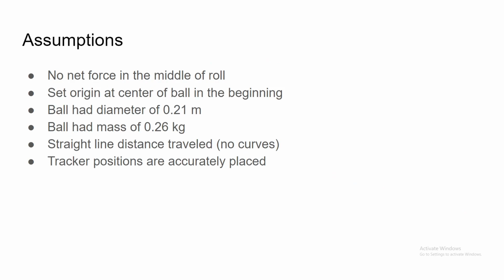I had to make assumptions for this experiment to actually work. I assume that there's no net force in the middle of the roll, that the only source of force was the push of my fingers. I assume that the ball had a diameter of 0.21 meters due to it being a standard volleyball. I assume that it traveled in a straight line with no curves. Curves would have altered the distance traveled, but a straight line would be perfect for the video analysis. And I also assumed that the Tracker positions are accurately placed while clicking in the application.